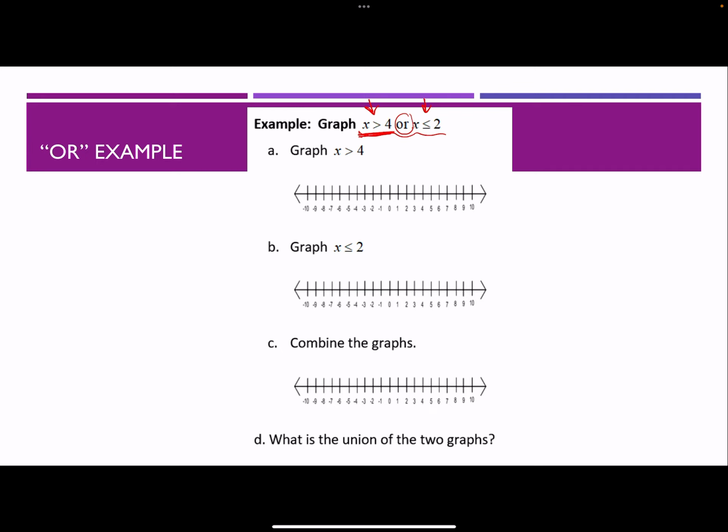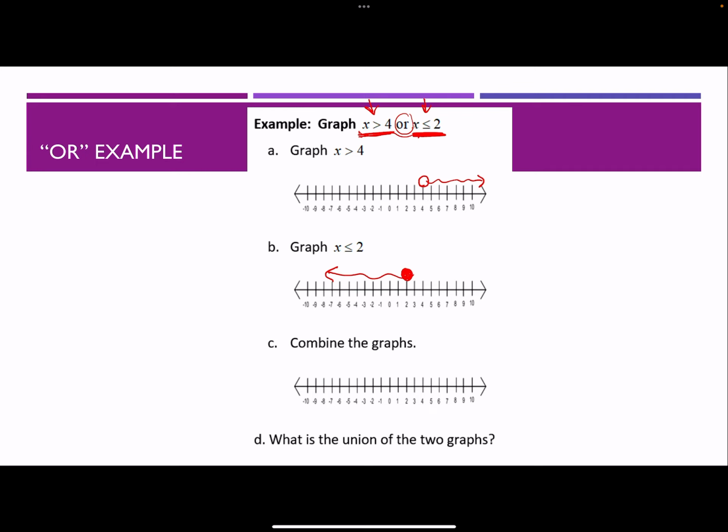So we're going to start off by graphing this part here. X is greater than 4. So I start at the 4. 4 gets an open circle, and X is greater than 4 would shade to the right. Now I'm going to go over and graph just this second part here. X is less than or equal to 2. So I find my 2 on the number line. X is less than or equal to, so that gets shaded in because I want to include the 2 as a part of the solution. And where X is less than that would graph down here.